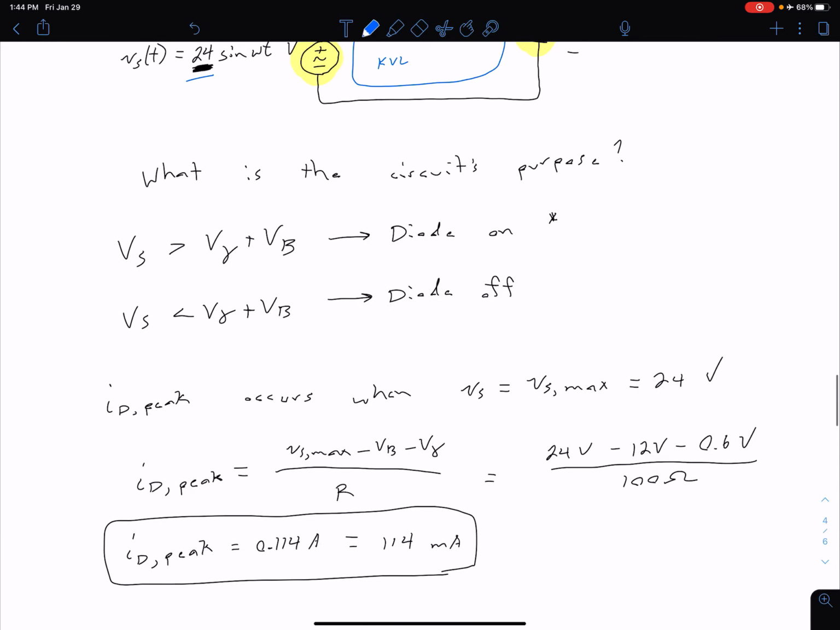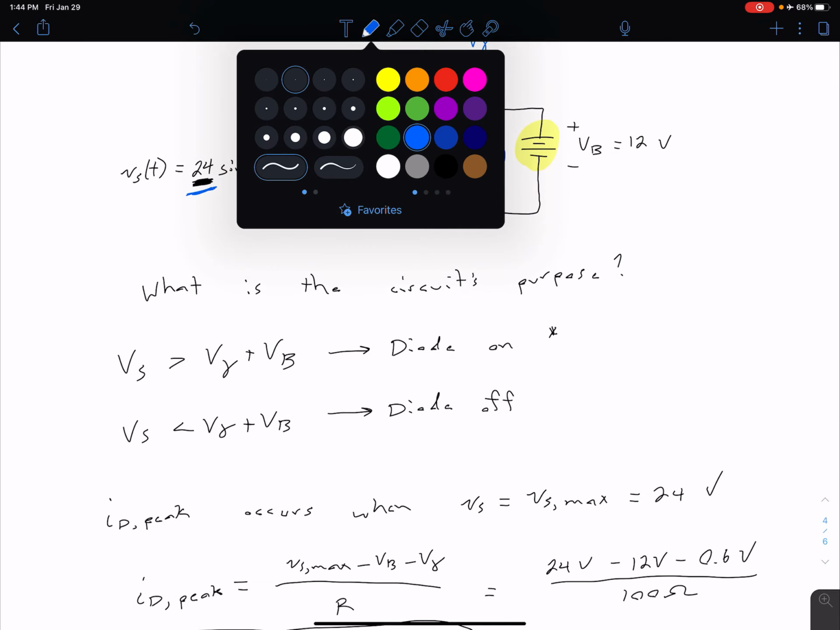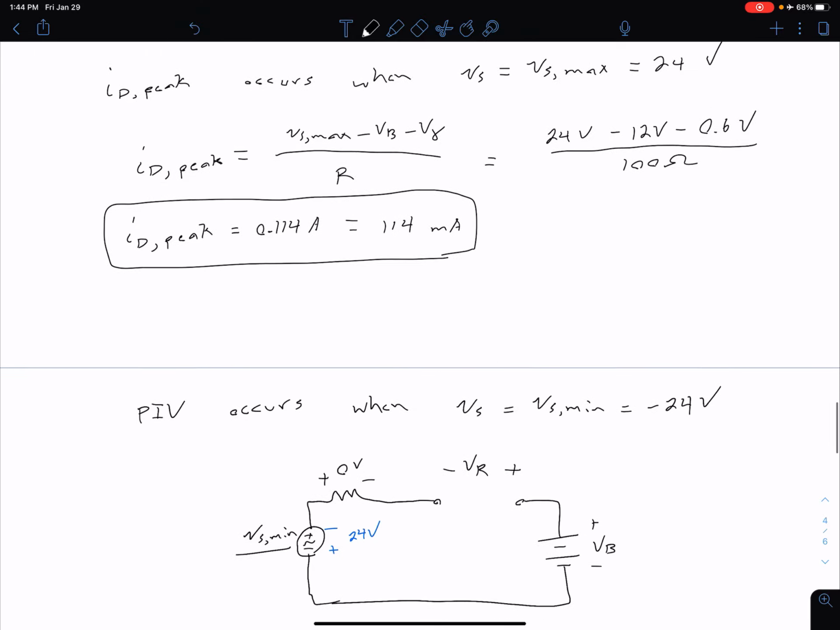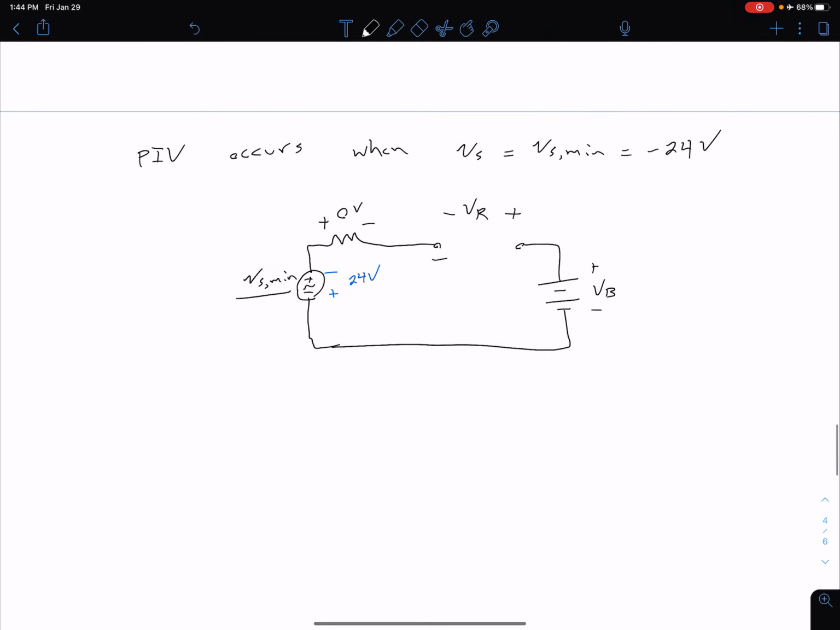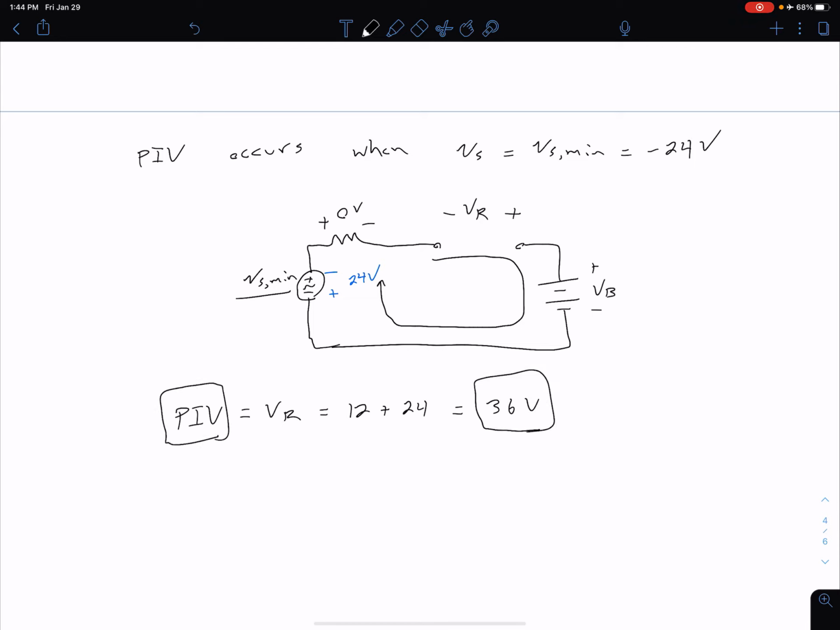So we have something that looks like this. And again, the 24 is coming from the magnitude of this input voltage here. So again, we can do a KVL and we can say that this VR is equal to VB plus the 24, and then we have 0 across that resistor. So we can say our peak inverse voltage, which is equal to VR as I've drawn it, is equal to 12 plus 24, which is equal to 36 volts. And so what that tells us is that our diode has to be able to withstand 36 volts in the reverse direction without breaking down in order for this battery charger to work.